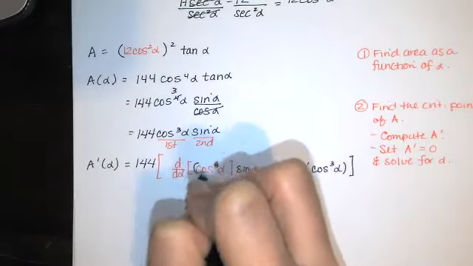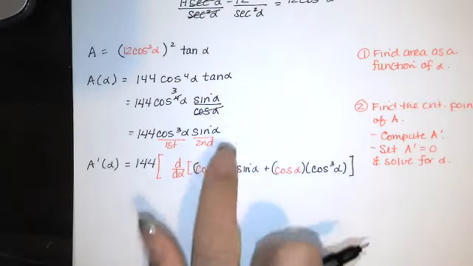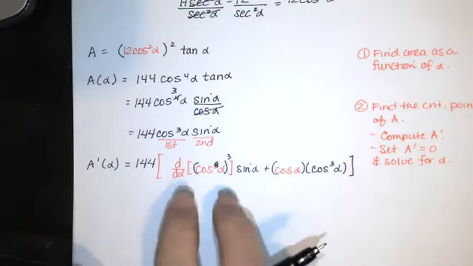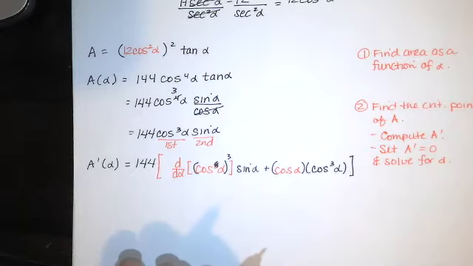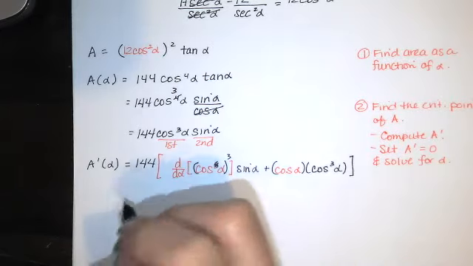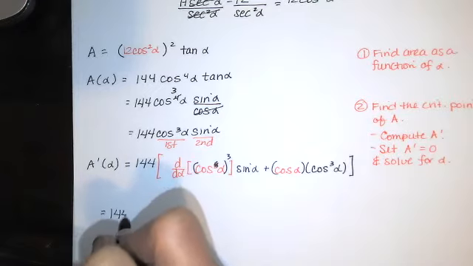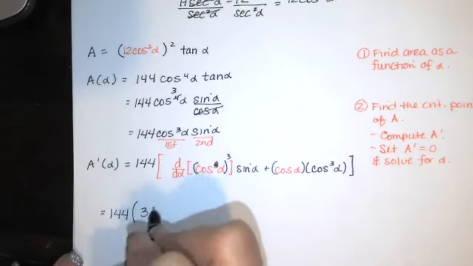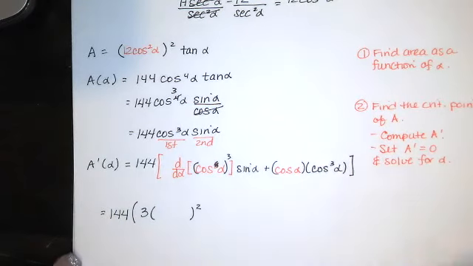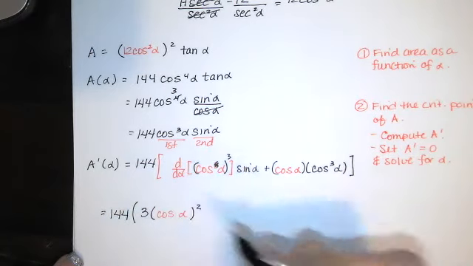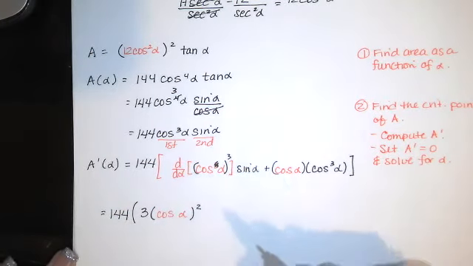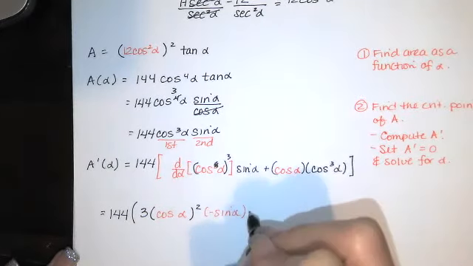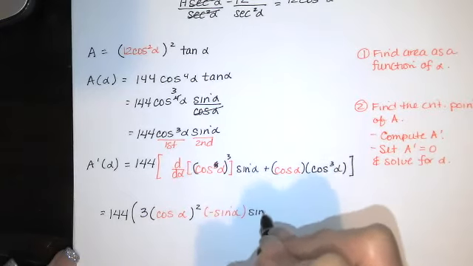Now remember, if you have cosine cubed alpha, that's the same as cosine of alpha quantity cubed. So that's really a function cubed. So when I'm taking the derivative of that, it makes the most sense to use the chain rule. So we still have the 144 here. And then over here, we've got derivative of something cubed is 3 times that function that we started with squared, times the derivative of the inside by the chain rule. Derivative of cosine is negative sine. And we're multiplying by another sine of alpha over here.